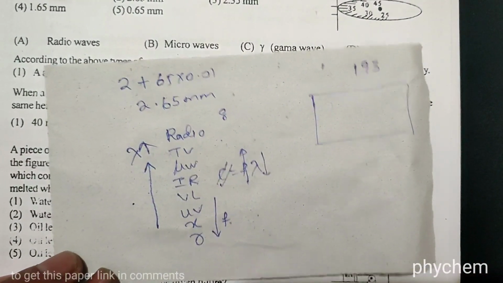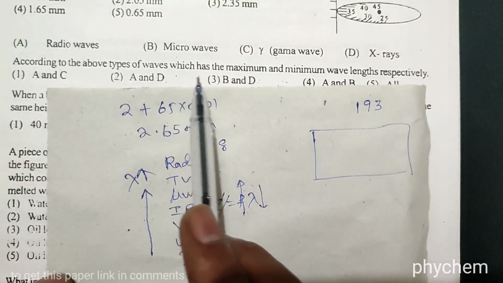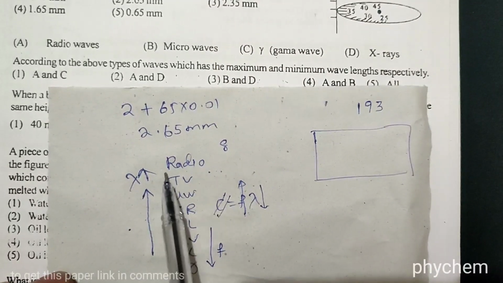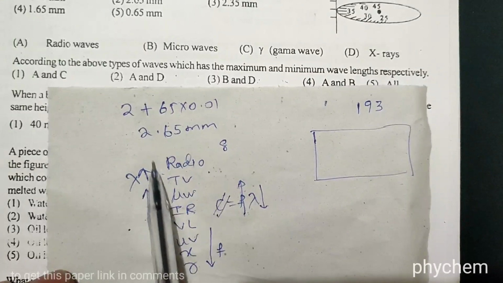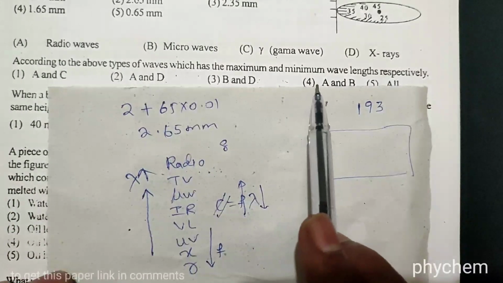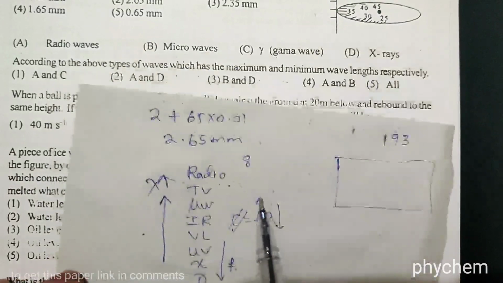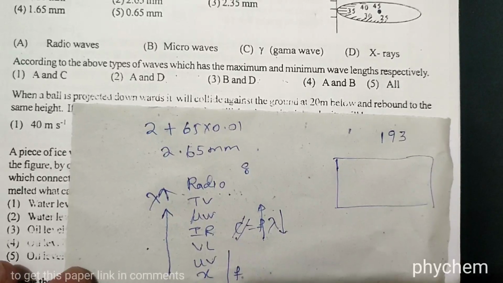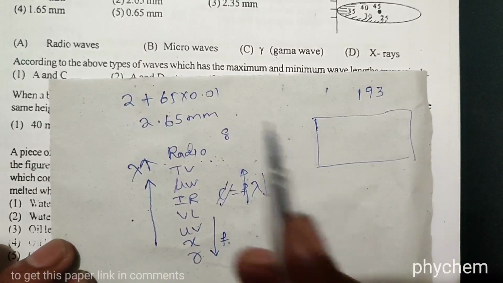So according to this, the question is which has the maximum and minimum wavelengths. The maximum wavelength is radio wave. The radio waves have the maximum wavelength, so the radio is A, and the minimum wavelength is gamma rays. So radio and gamma, AC, the first answer. I'm just remembering something new.